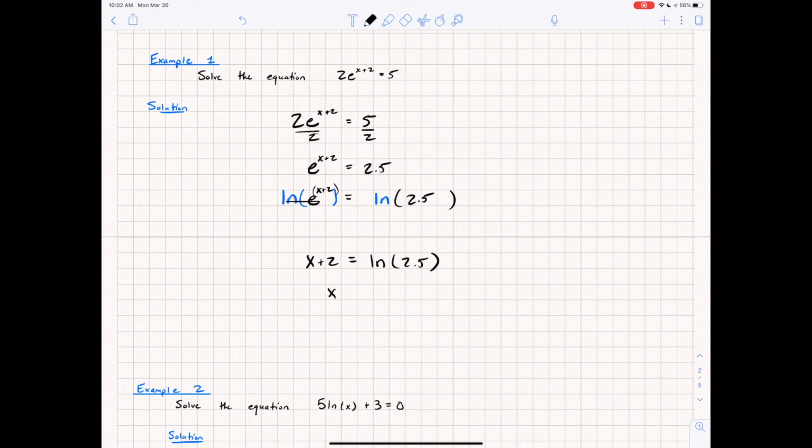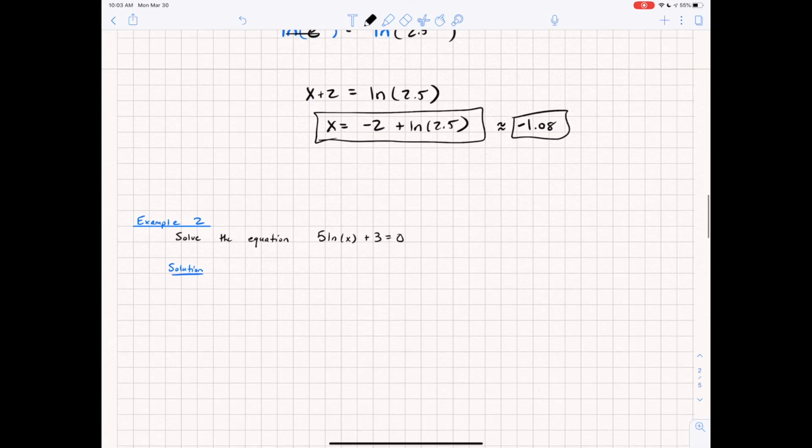And then my final answer would require me to subtract 2. And this would be the exact solution. I could use a calculator. Let me go ahead and get that out. I wasn't very prepared. So calculator. All right, negative 2 plus ln of 2.5. I'm going to get a decimal. It's approximately negative 1.08. And there's my solution. You could plug it into the original problem and see if we got 5.